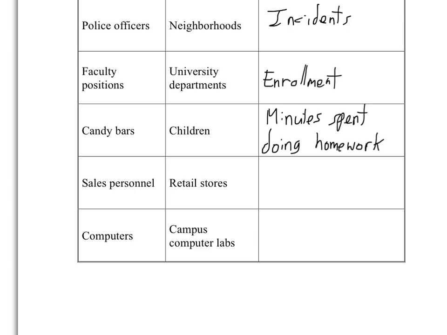Sales personnel are allocated to retail stores based, for example, on customers, in the sense that if there are more customers at one location, typically, then you want to have more sales staff there. And computers are allocated to campus computer labs based on, well, it would make sense for that to be based on the number of users. The more people who are actually using one computer lab instead of another, the more computers it makes sense to have at the more popular computer lab.